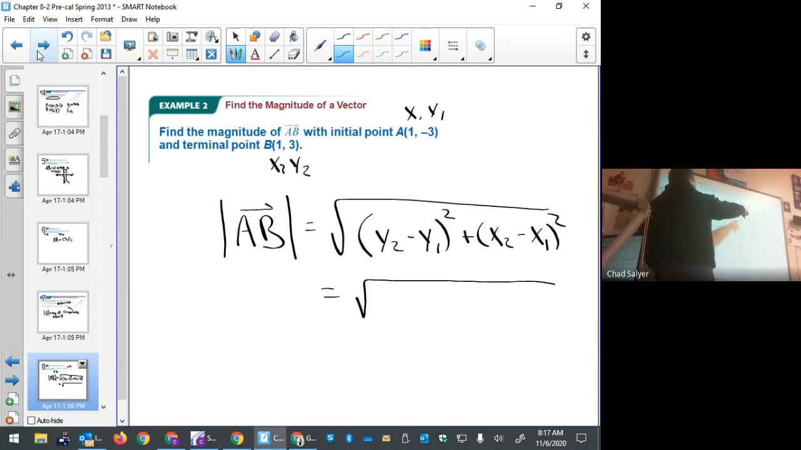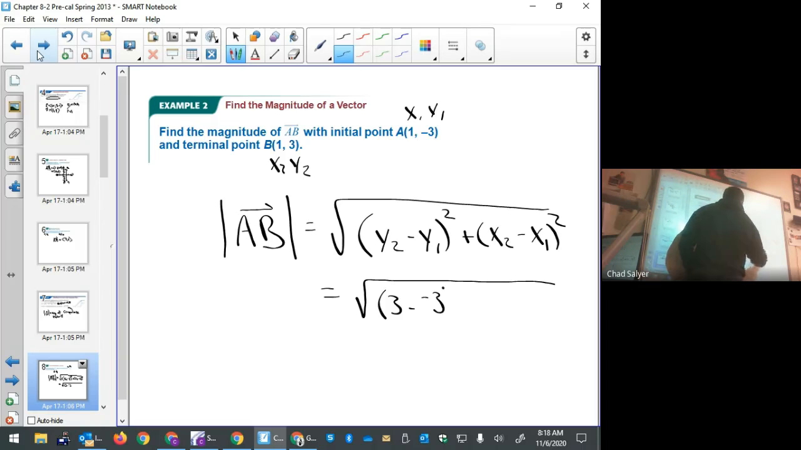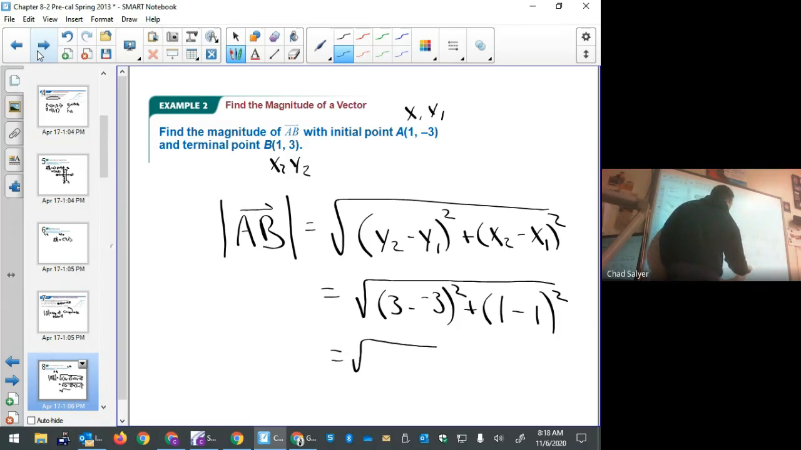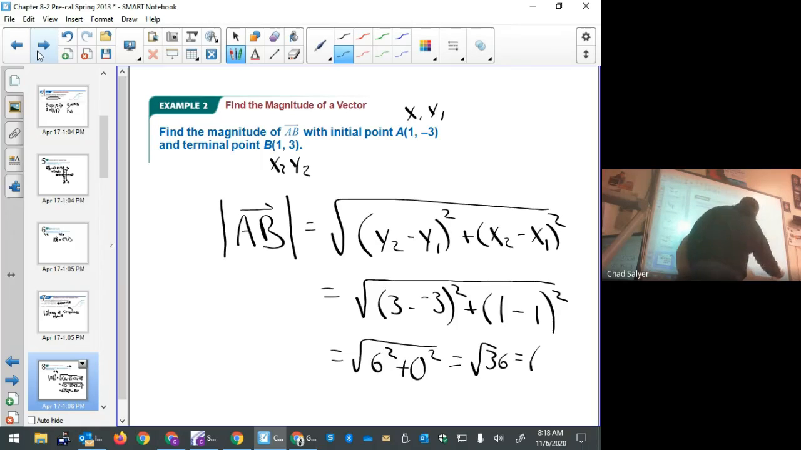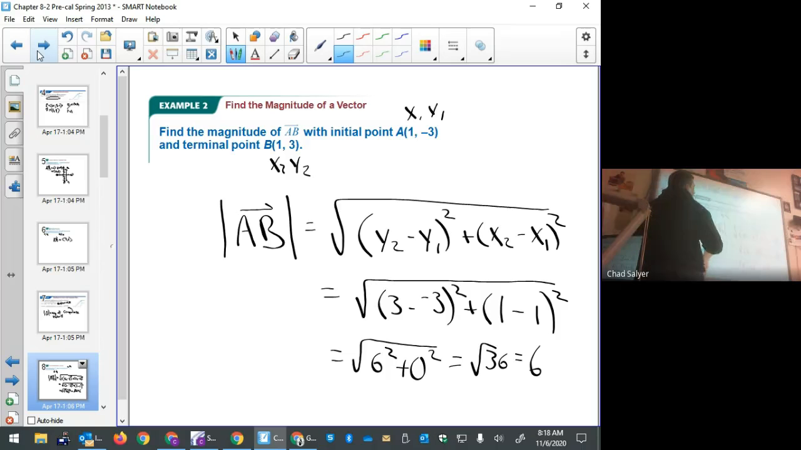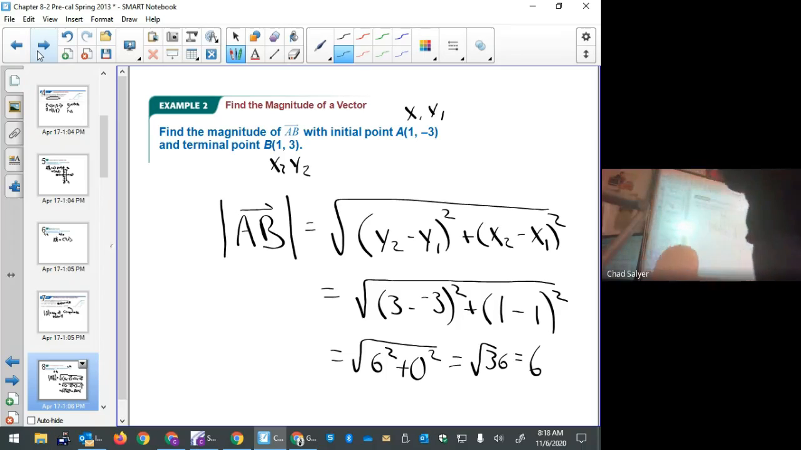Okay, so y sub 2 is 3 minus a negative 3, and then 1 minus 1. So that's 6 squared plus 0 squared. Square root of 36, 6. So the magnitude of AB is 6 in this case. All the displacement is along the y-axis, which makes sense.